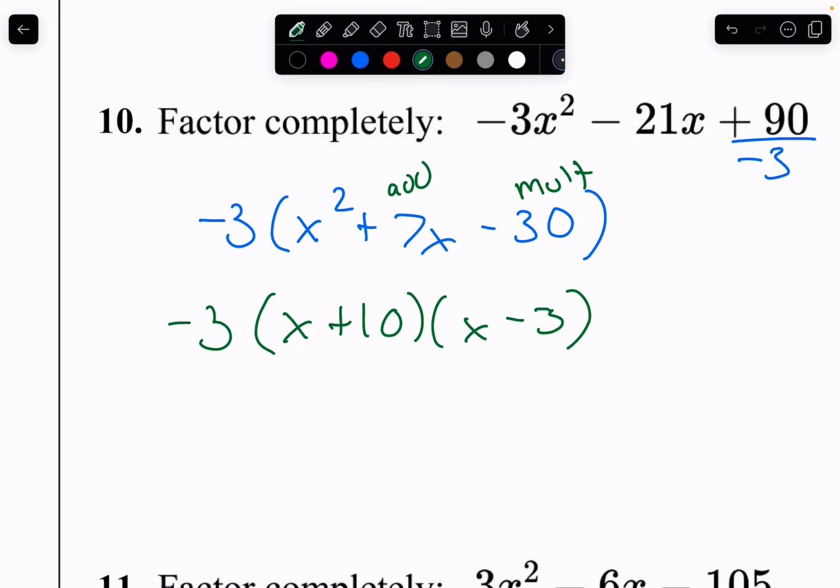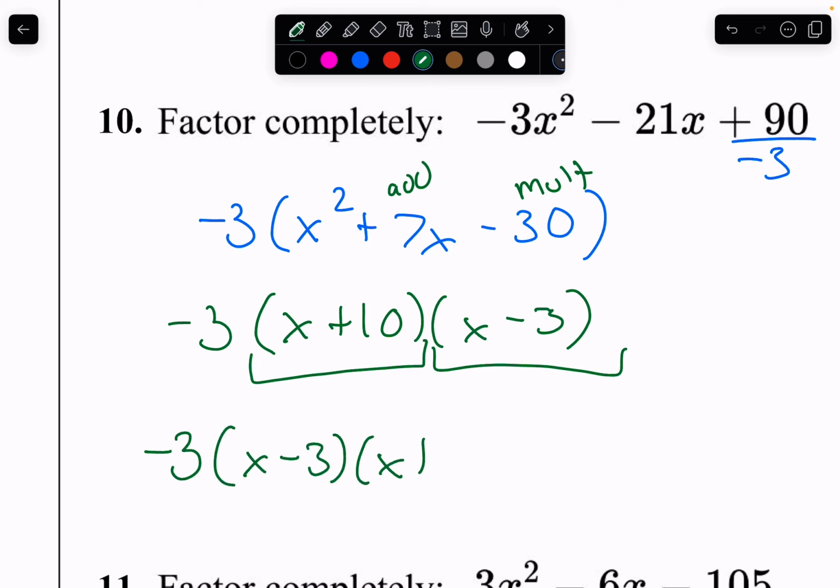One thing to keep in mind, I probably should have mentioned this a little earlier, but when you're factoring, the order of the factors doesn't really matter because of the commutative property of multiplication. So you could write this as x minus 3 and x plus 10. That means the exact same thing.